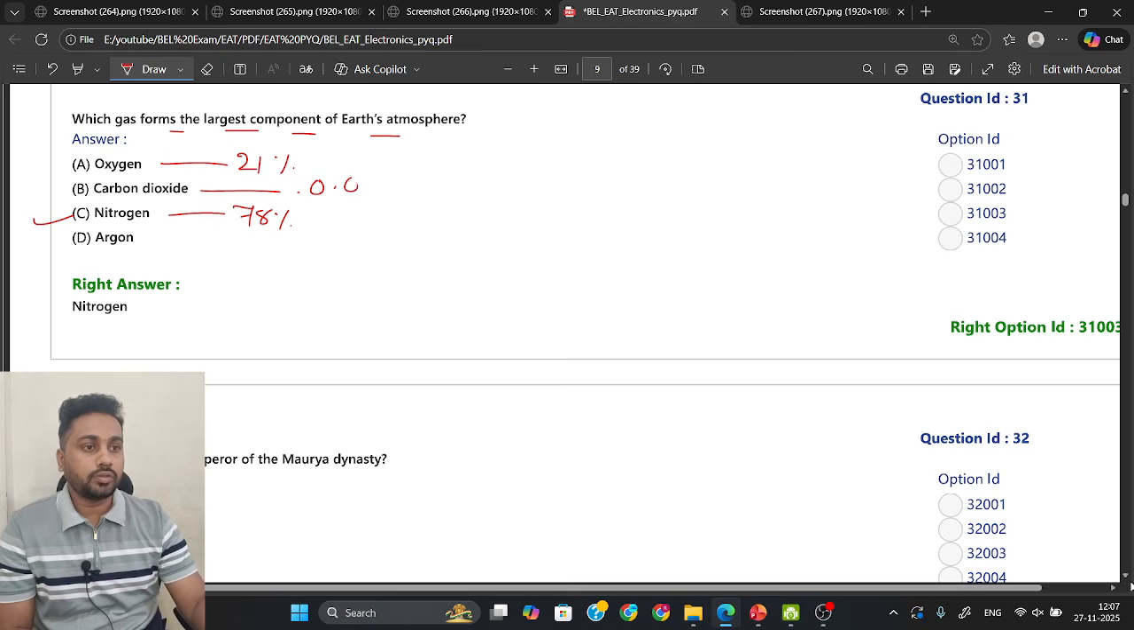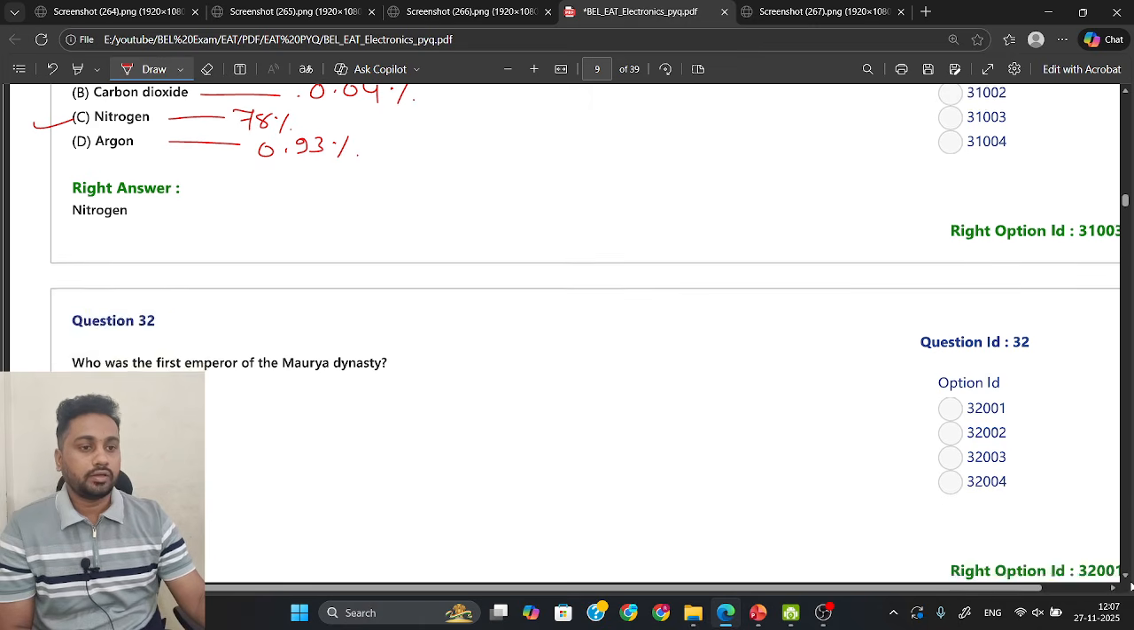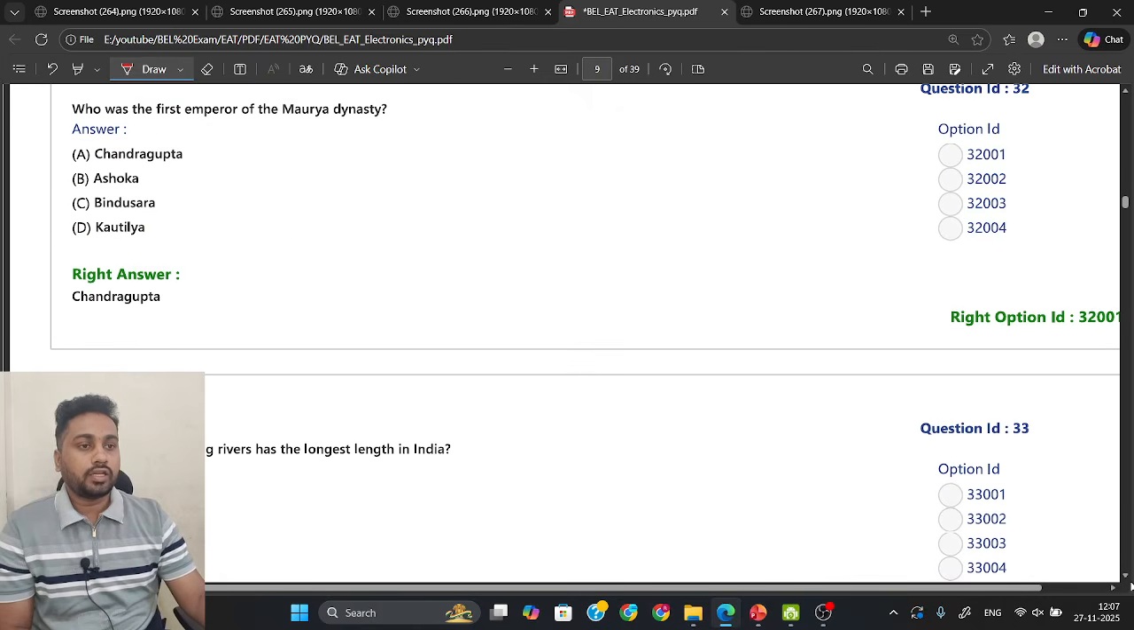Carbon dioxide we have 0.04%. All right. And argon we have 0.93%. Okay. So from here you can say nitrogen is the largest component. Okay. Who was the first emperor of the Maurya dynasty?